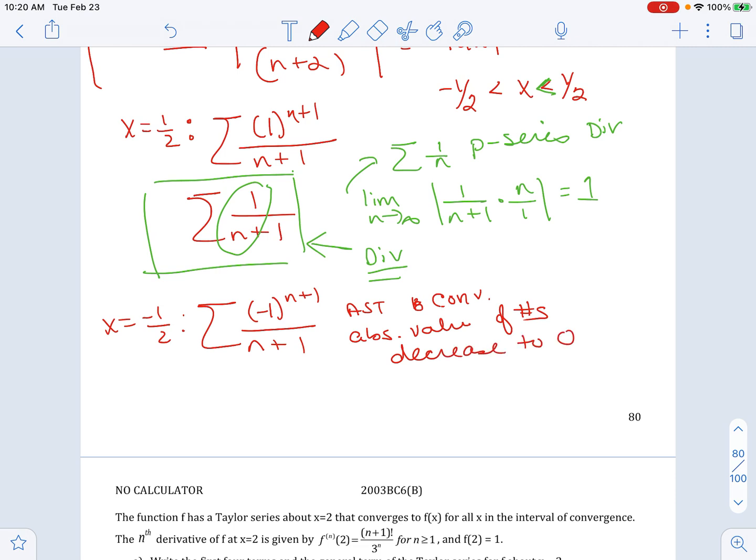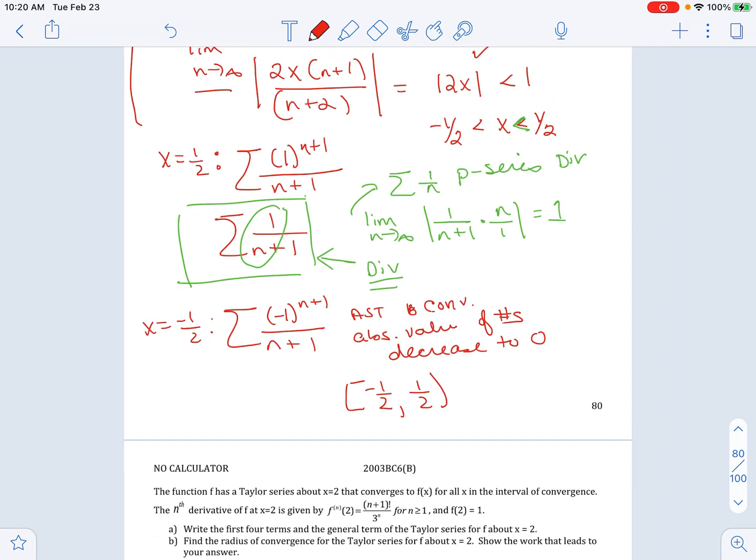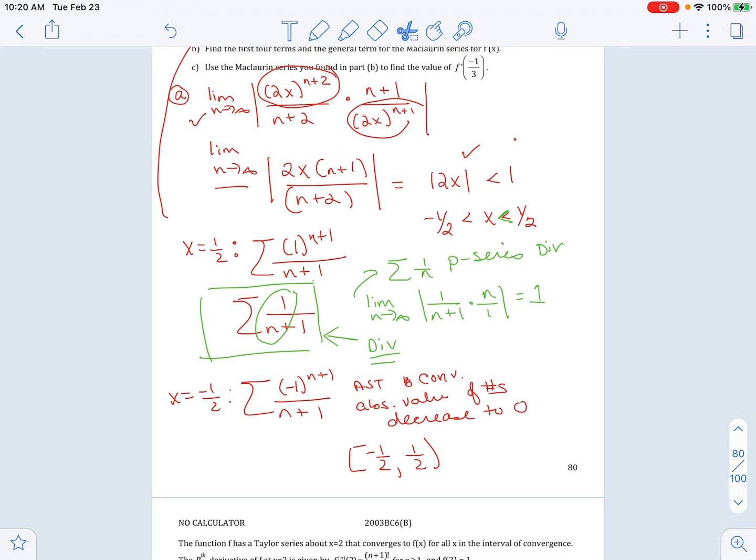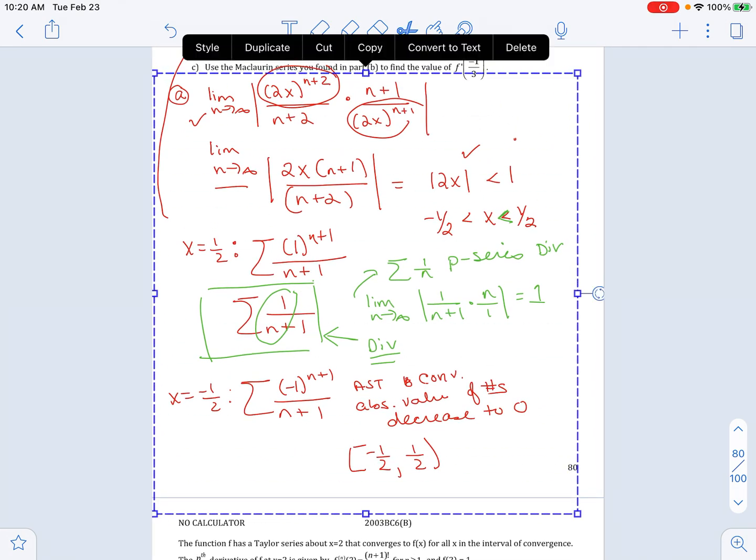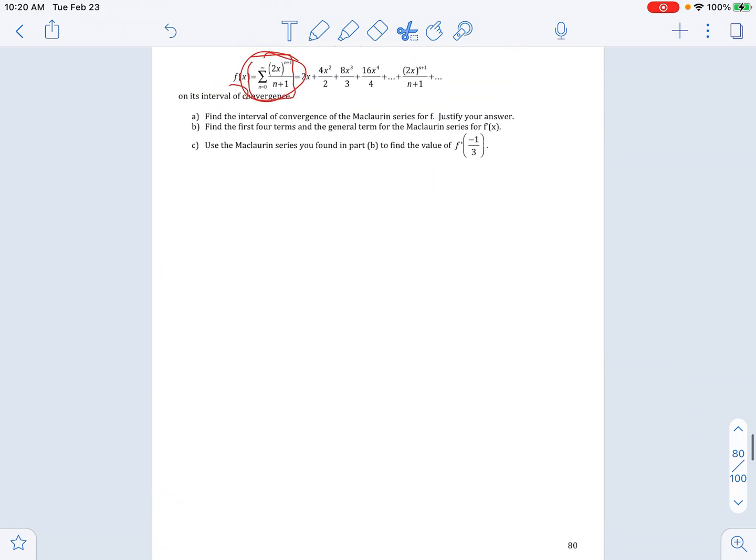So that means that for your interval of convergence, you want to include the negative 1/2, so a bracket, but not include the 1/2, so a parenthesis there. So that's part A, dealing with the interval of convergence. Okay, let's look at the next part.